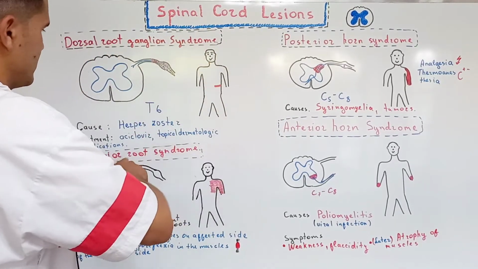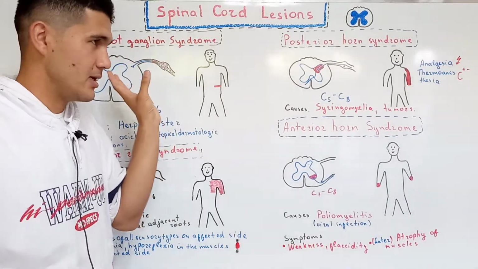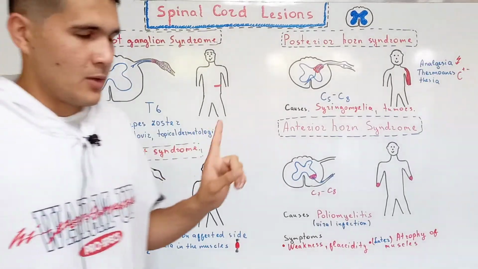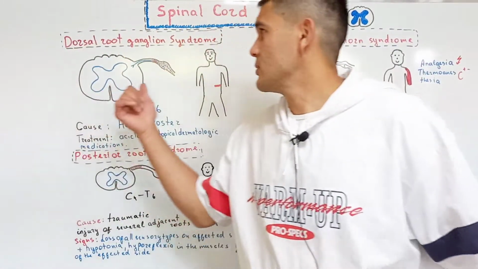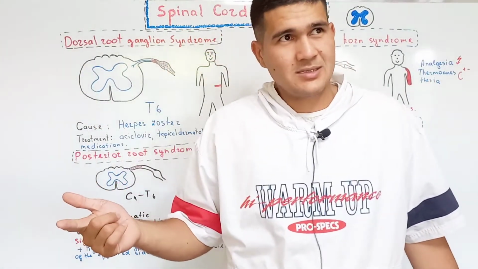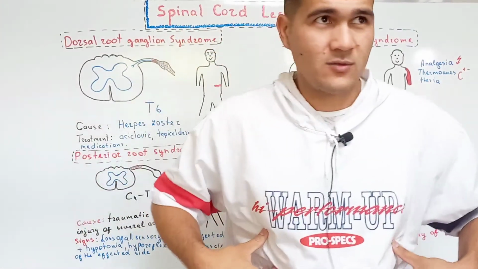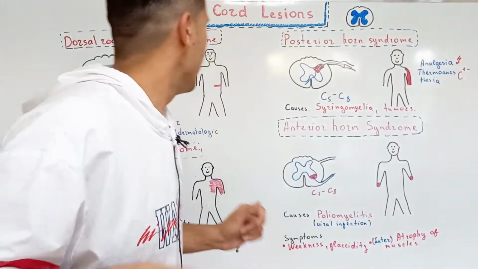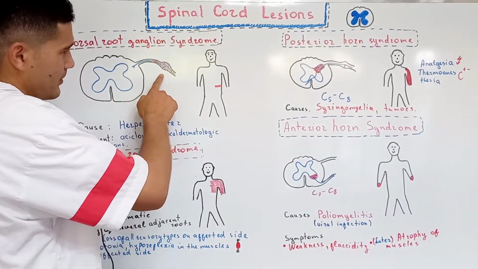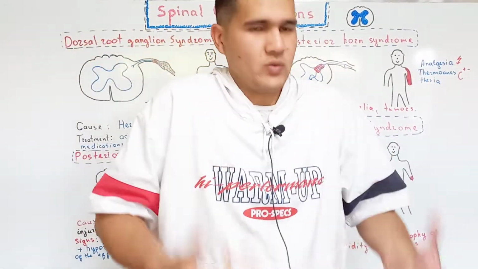In this illustration, you can find the dorsal ganglion syndrome, and the main cause of this syndrome is herpes zoster. Most of the patients who are suffering from the dorsal ganglion syndrome go to the dermatologist because of some vesicles on their skin and some kind of painful condition. The herpes zoster is located there, and when the immune system is depressed, it can become active.